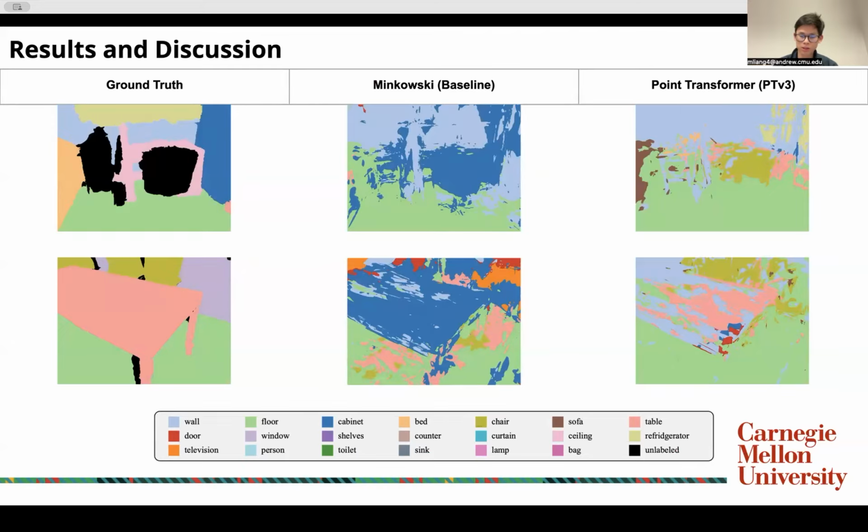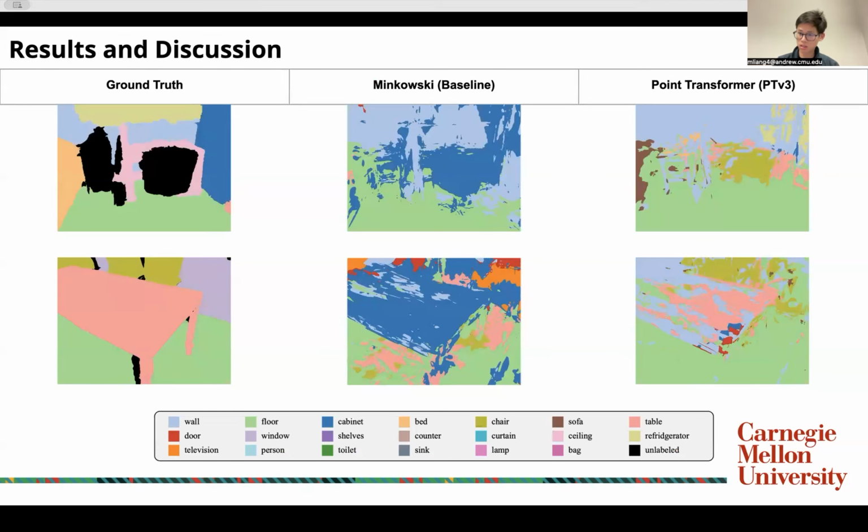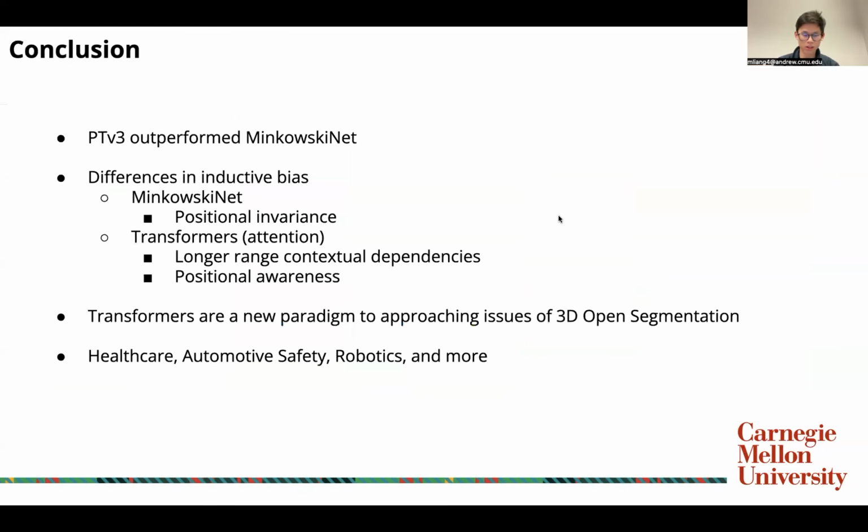These are two images that we segmented with both models. And you can see that the point transformer's segmentation is much closer to the ground truth, especially in this segment. The second image is able to segment out the pink table and yellow chair quite well. So it was much better.